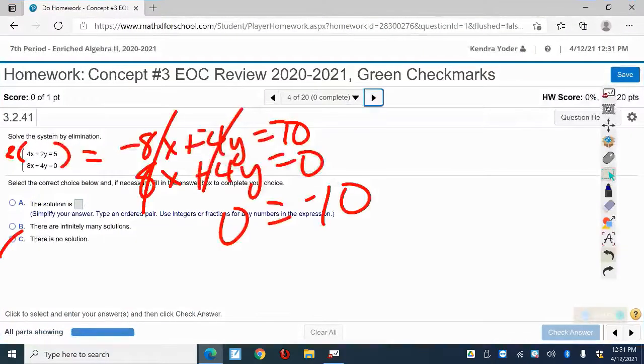Do we understand that? Yes? We good? So if you have 5 equals 5, then it's infinitely many solutions. If you have 0 equals -10, it's a false statement, meaning no solution. And if you can actually solve for a specific number, then you plug that number back in to find the other variable. Yes? Do we all understand that?